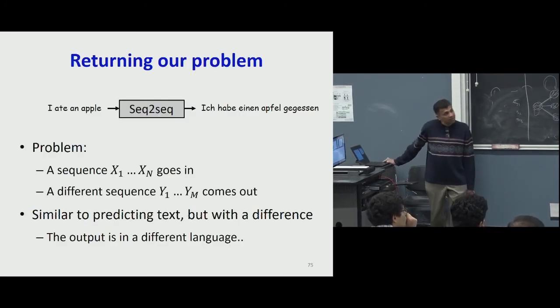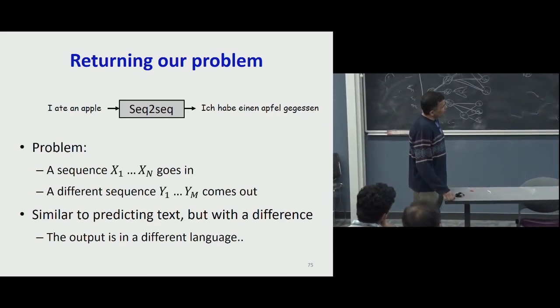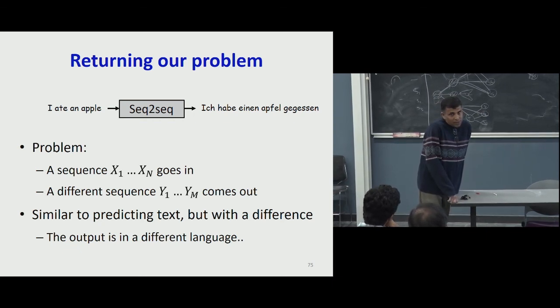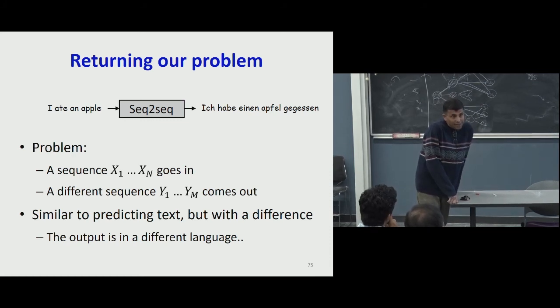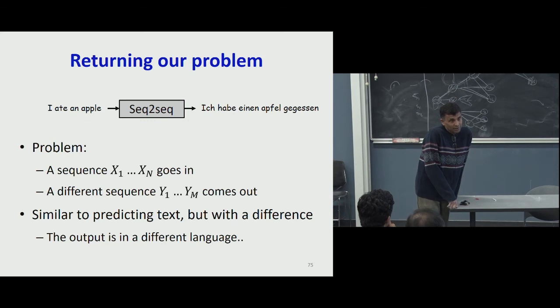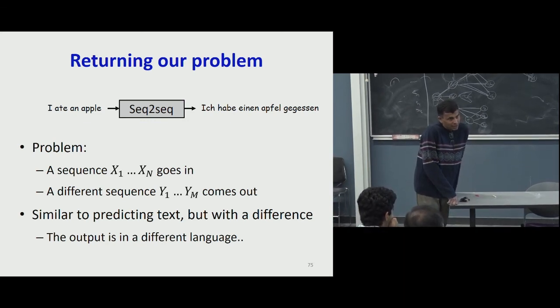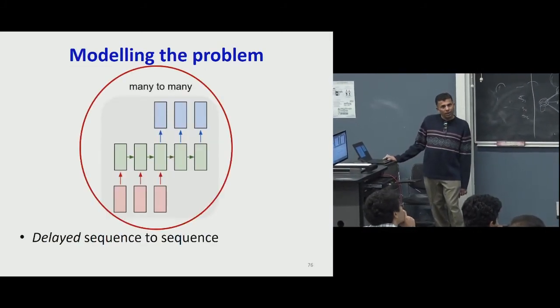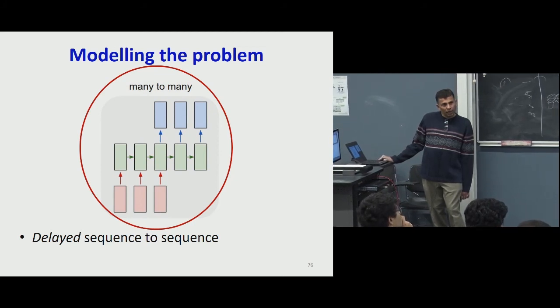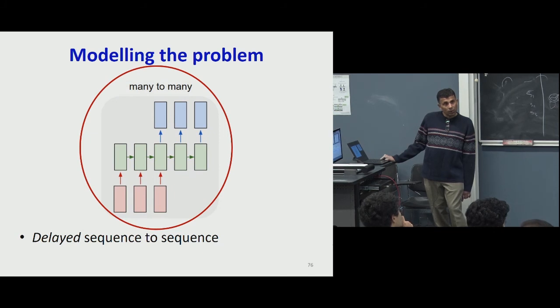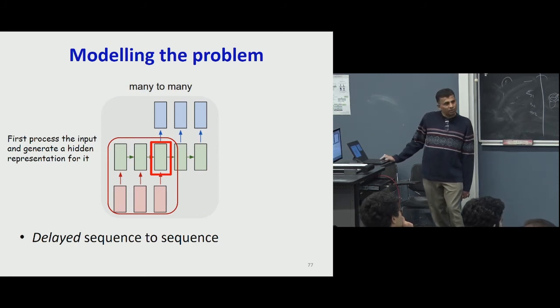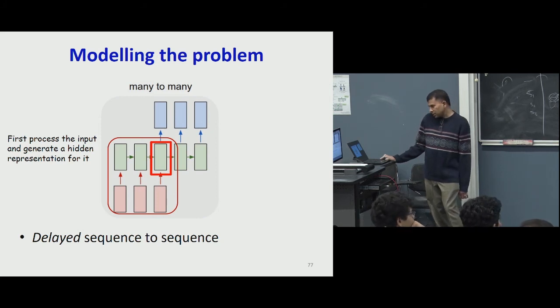Now, our problem is this: "Ich habe einen Apfel gegessen," and I've got to pull this out of "I ate an apple." A sequence goes in, a sequence comes out. It turns out the way we will deal with this is in exactly the same manner that we dealt with generating language randomly. We're going to be doing exactly the same thing. So the actual problem is this: if you look at it like so, this is the network. You have a sequence going in. Once the sequence is entirely processed, you want a sequence to come out. This part processes the input and generates a hidden representation for it. This is a delayed sequence-to-sequence translation.